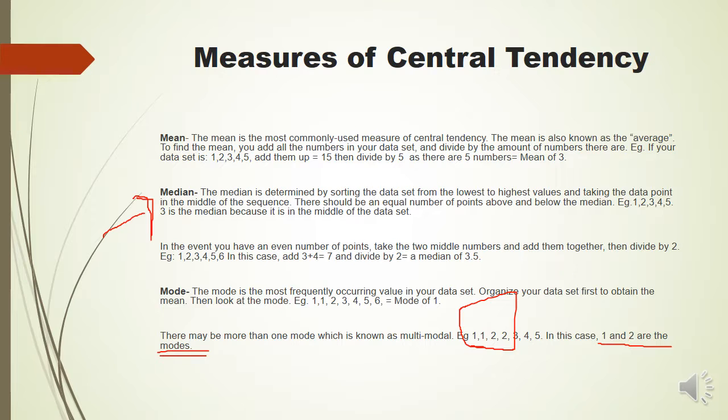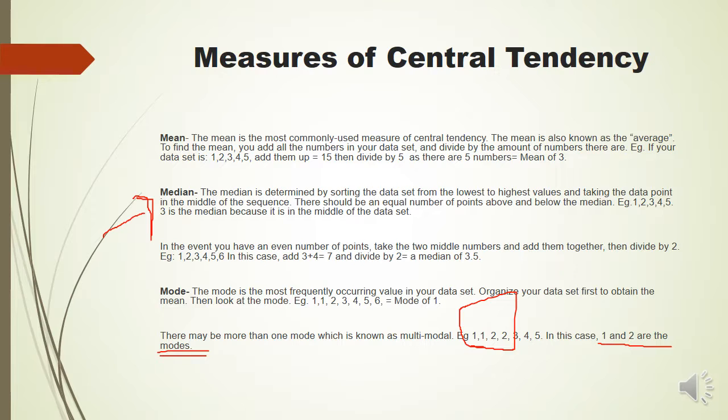But it's always easier if you organize your data set from lowest to highest number, because then you're going to put all your ones in a row. You're going to put all your whatevers in a row, if you see what I mean. And then it helps you pick out what the most commonly occurring number is. And then that's our mode.